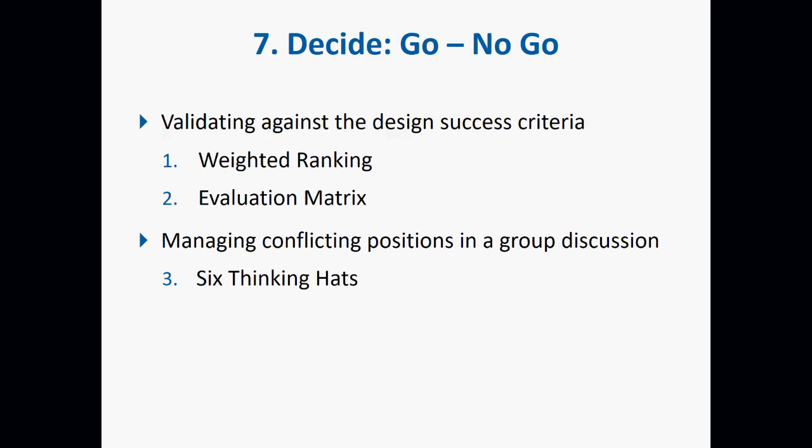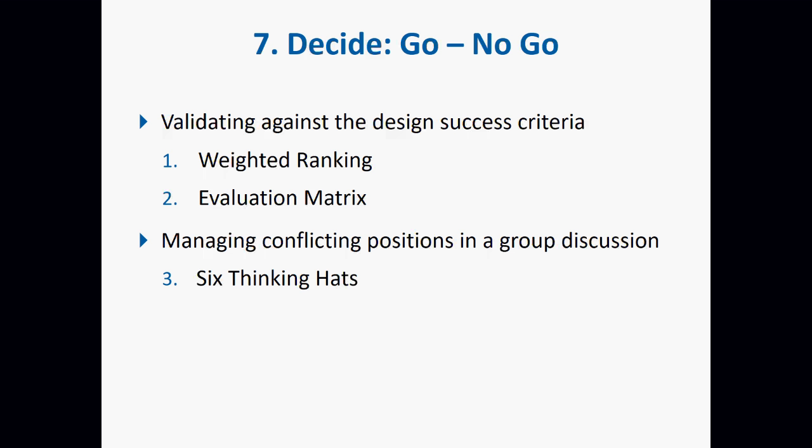Once prototypes are created, the next step is to validate these prototypes against the design success criteria and against the end users. There are two techniques that can be used. One is called the weighted ranking technique and the other one is the evaluation matrix technique. Very related to each other. Weighted ranking is, we have already defined a set of design success criteria. So define a weightage for each of these criteria. The sum of all these weightages should be 100%.